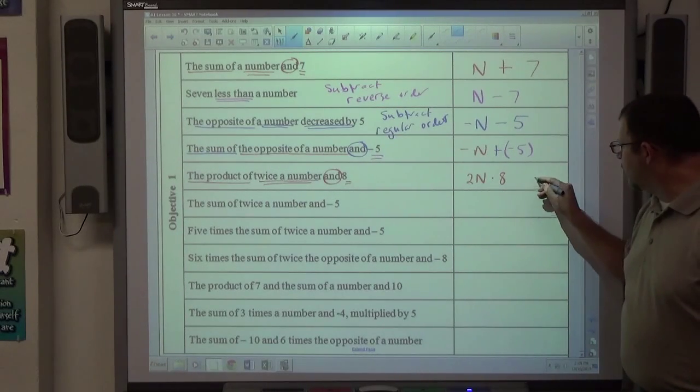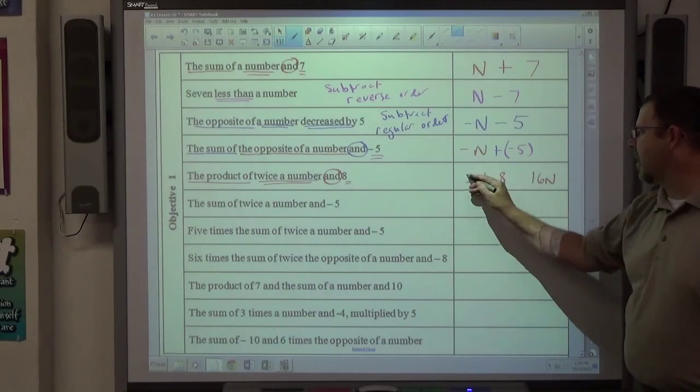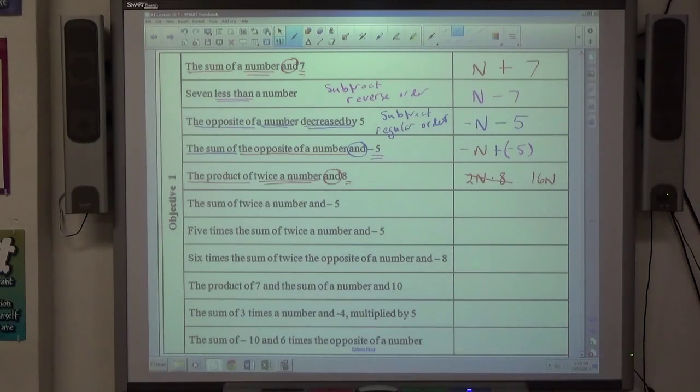I could, if I want to, simplify that out to something better. 2n times 8 is the same as 16n. So again, sometimes you'll translate these words and the expression you have is not in simplified form. If you simplify it, it makes the problem easier to look at.